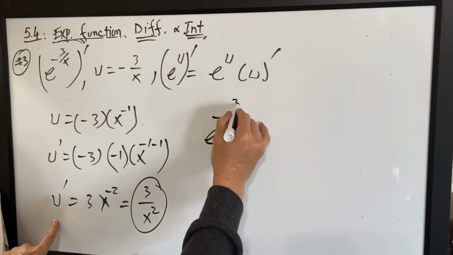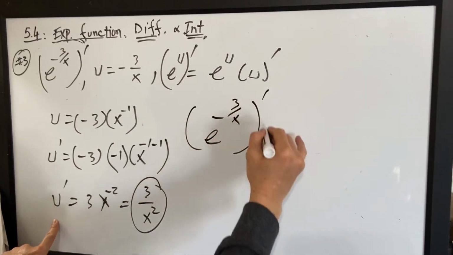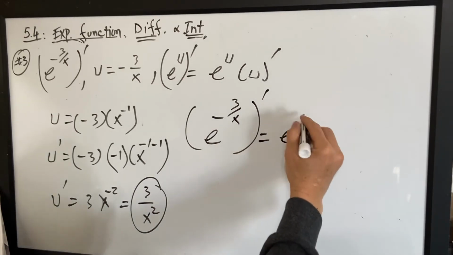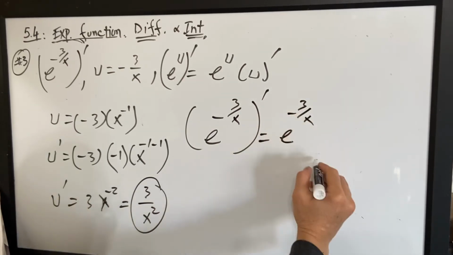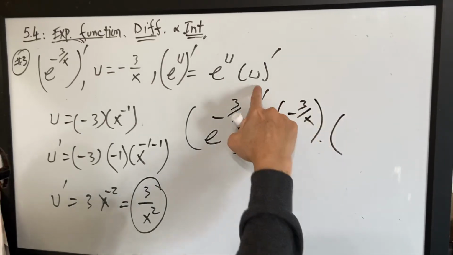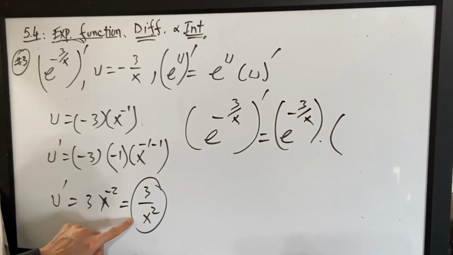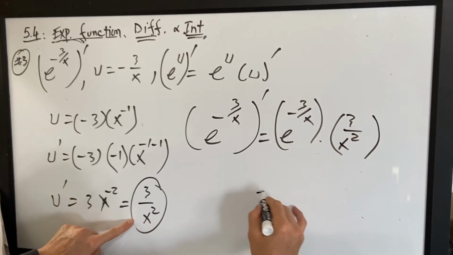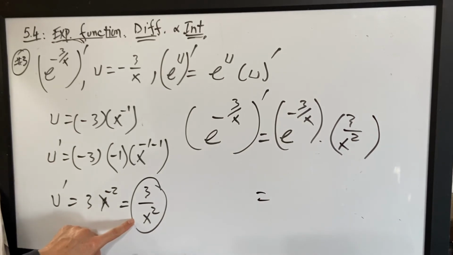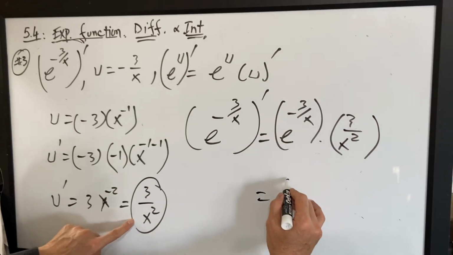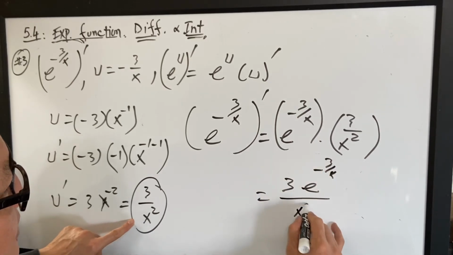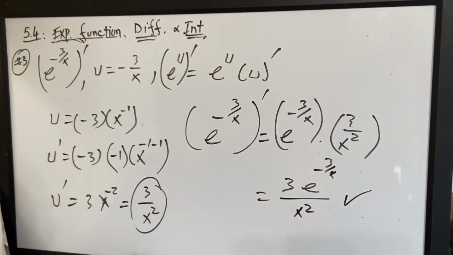The derivative of e to the negative 3 over x. I know I am insulting your intelligence right here. e to the negative 3 over x. There we go. Rewrite that times u prime. What's your u prime? Right here. That's your u prime right there, and that is 3 over x squared. All right. We want to put this up front so you have a nice form for you. And that is 3 e to the negative 3 over x, over x squared. Ladies and gentlemen, we got it. We got it. All right.